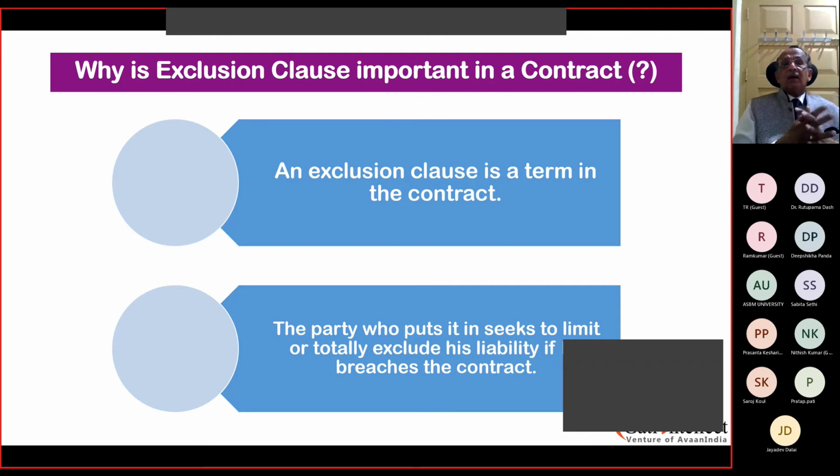Now, see what happens: there can be breaches in the contract. Certain things which are stipulated in the contract may not happen. Then that becomes a breach, and because of the breach, the liability increases. So I will reserve my comments for a later section, as we go along.